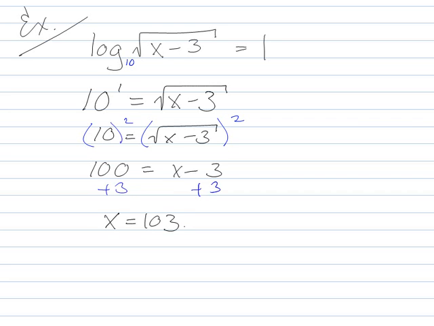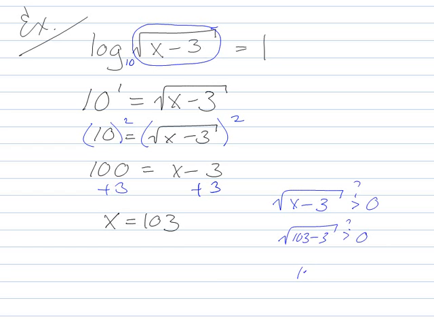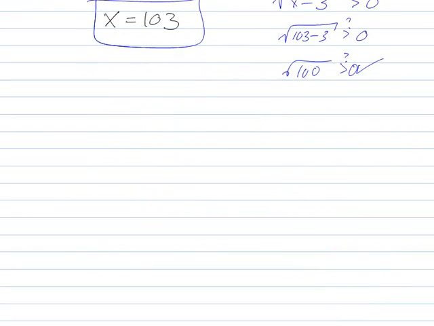x is 103. As always, we want to check, we want to make sure that this is going to be greater than 0. So is this greater than 0? Let's check. Yes, that's going to be a square root of 100. That's clearly greater than 0. So that's a good answer. We've kind of lucked out, right? Every answer that we've gotten has been perfect.